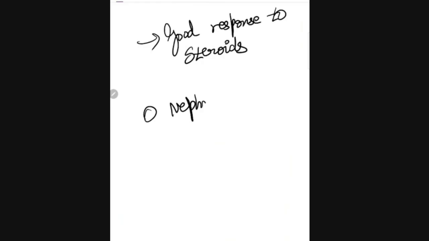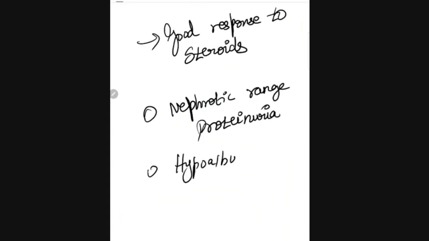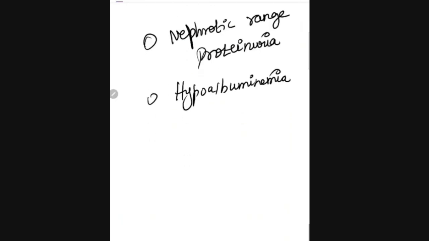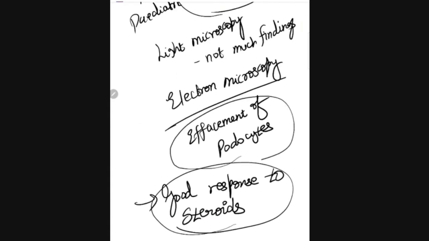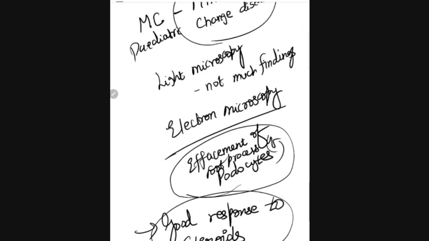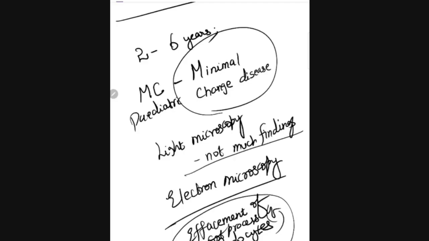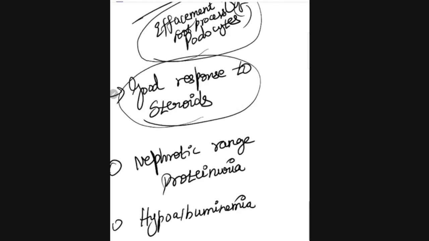In nephrotic syndrome we have nephrotic range proteinuria, and hypoalbuminemia, less than 3 grams per deciliter. Then you have edema as well as hyperlipidemia. These are the major features. You will have very good response to steroids. There will be effacement of foot processes. In light microscopy, there will not be much findings. Minimal change disease is the more common pathologic lesion in the pediatric age group.